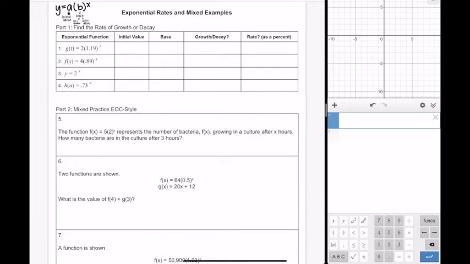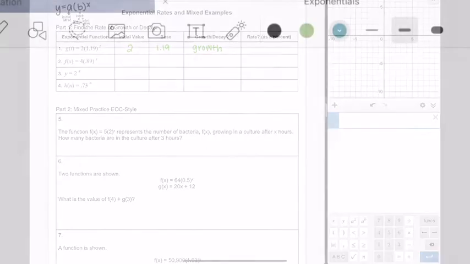Okay, so in example 1, what is our initial value there? Well, the a is 2 because it's the number in front of the parentheses. The base is the number that has the exponent, which is 1.19. And since 1.19 is greater than 1, that represents growth. Now we want to know what is the rate of growth. So by what percentage is that function increasing?